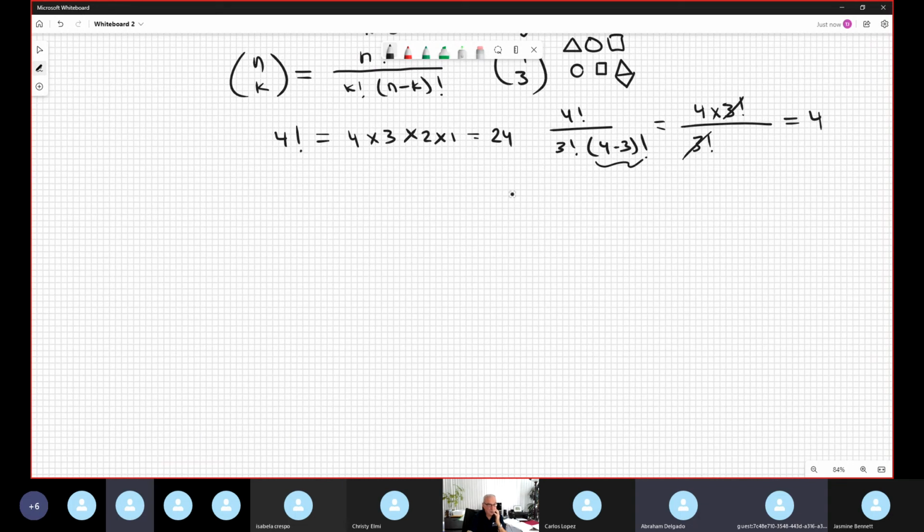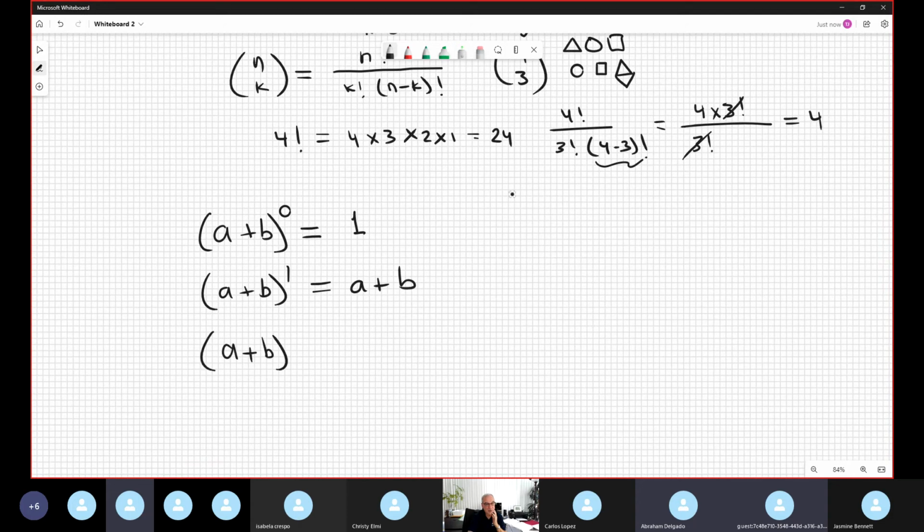Okay, suppose we have a plus b raised to the 0 power. That's one. Suppose you have a plus b raised to the 1 power. It's a plus b. Suppose we have a plus b raised to the 2nd power. It's a squared plus twice ab plus b squared.